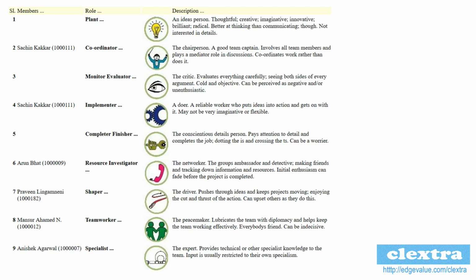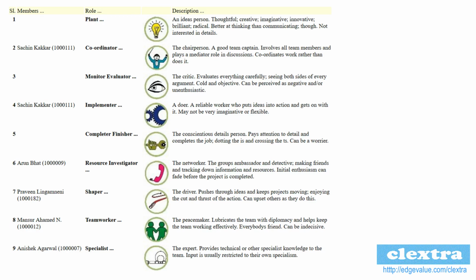The next is a coordinator, a chairperson, a good team captain, who involves all team members, plays a moderator role in discussion, coordinates it rather than does it. So you need that person who is a facilitator, a coach in the whole team. So the role of a coach.